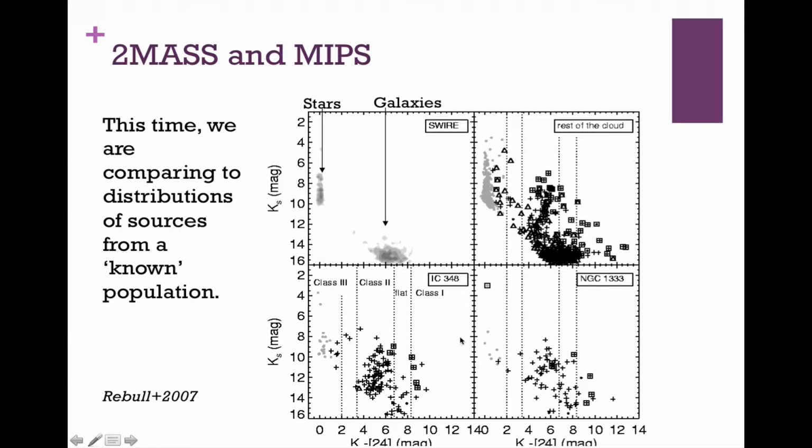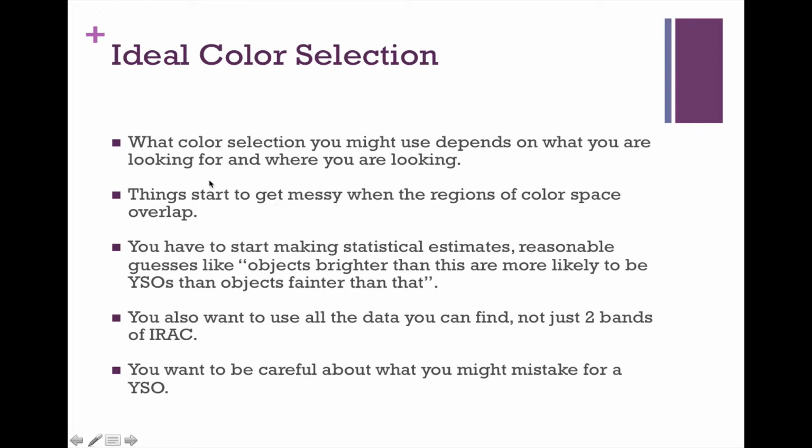But you can see here that the distribution of sources, of colors of sources, for these two known star-forming regions are very different than what you get in the galaxy field. You get a whole bunch of things that are bright and red, and those are the young stars. And that's exactly what we did to make a guess as to what the young stars were in this cloud. And that's comparing the sources in our field to that of a population that we think we understand, that we know. So again, that's just the stars. So in an ideal world, what color selection you use depends kind of on what you're looking for and where you're looking.